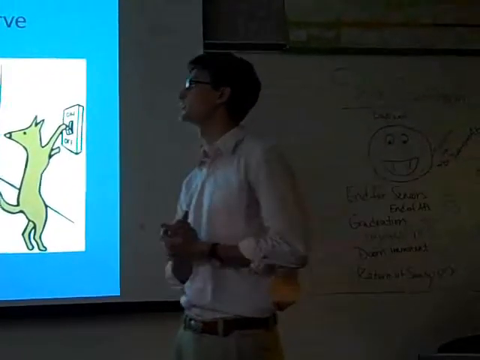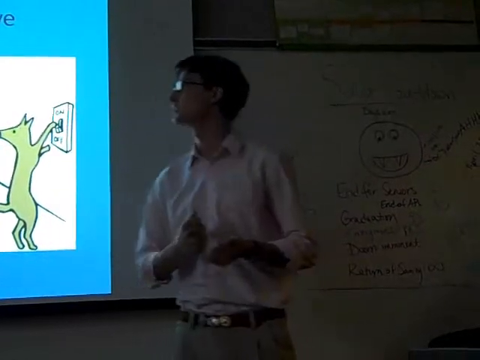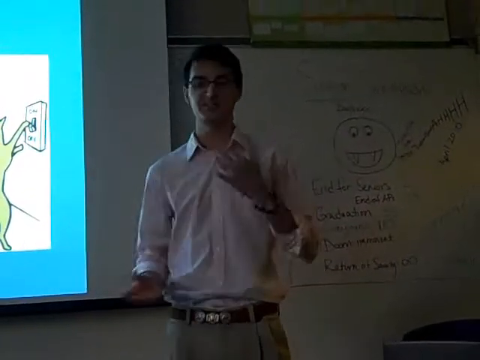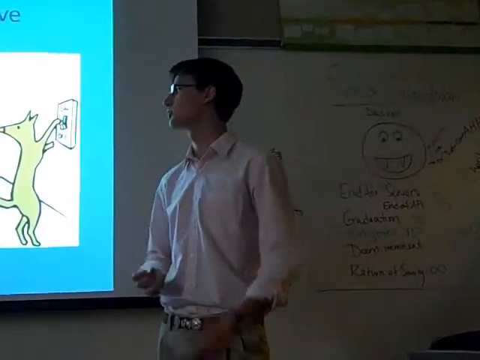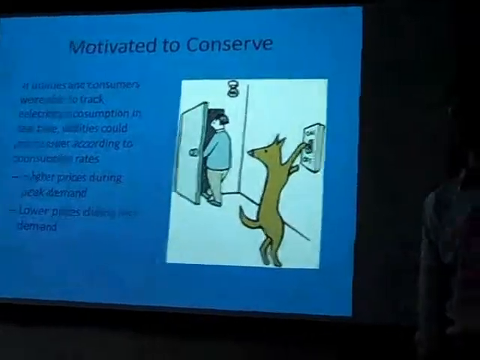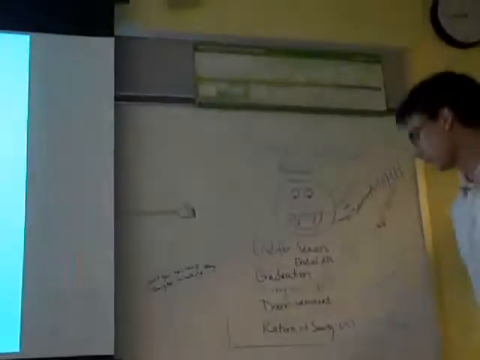So if utilities and consumers were able to track electricity consumption in real time, utilities could price according to consumption rates, as I said before, the hourly rates. So higher prices during peak demand, like 1 o'clock, and lower prices during less demand, like late at night.